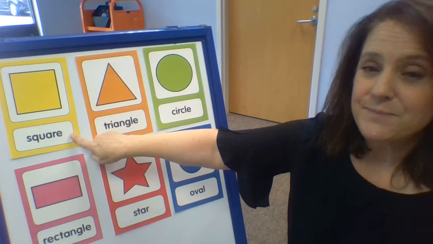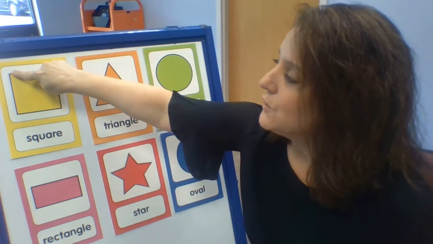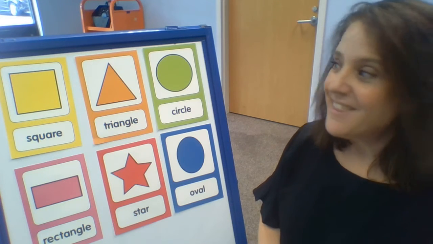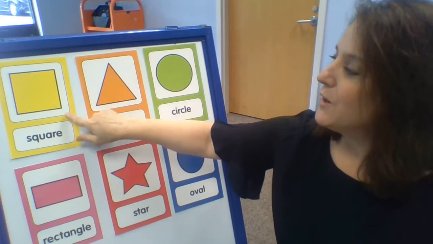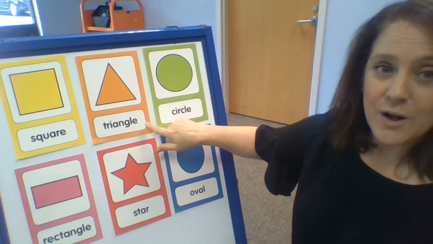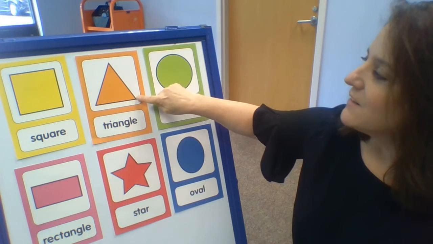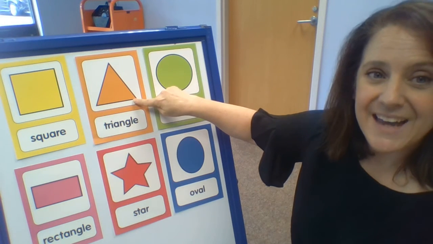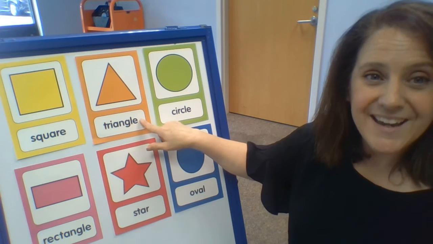Our first one, the yellow, has 4 sides. 1, 2, 3, 4. Do you know what shape that is? That is called a square. Square has 4 sides. This one, the orange, wonder what shape that is. This has 3 sides. 1, 2, 3. Do you know what that is? The orange is called a triangle.